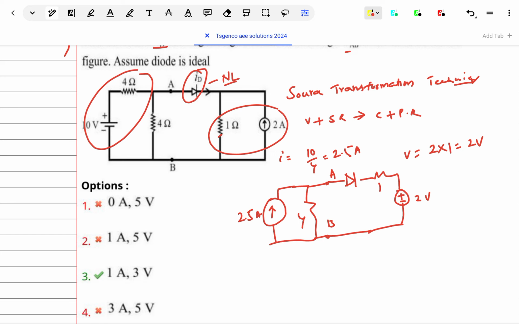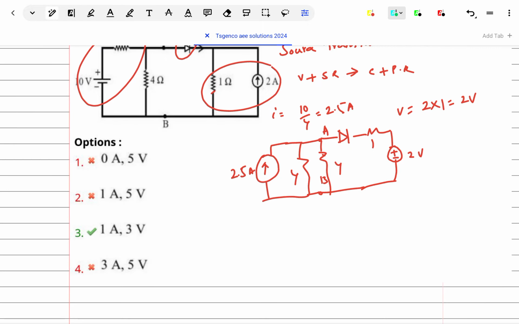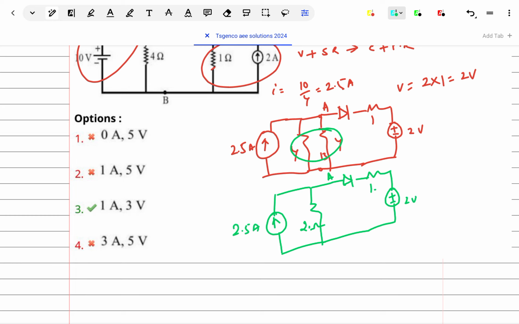I forgot to mention here, there is a 4 ohm resistor between the terminals A and B. Now I will combine these two here and make it like this. After the combination, the current source of 2.5 amperes will flow, and this parallel combination will give an equivalent resistance of how much? It's 2 ohms, and here we have terminal A and a diode like this, and there is a resistor in series with the voltage source here. So 2 volts and 1 ohm here.